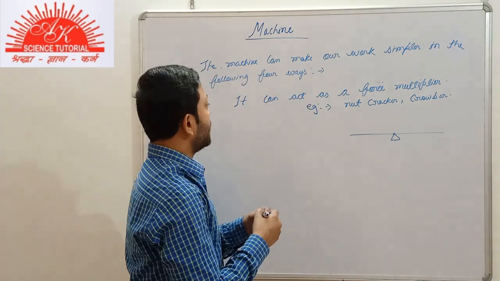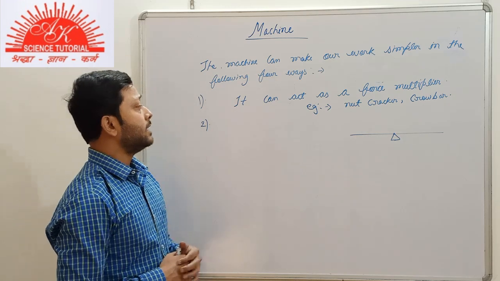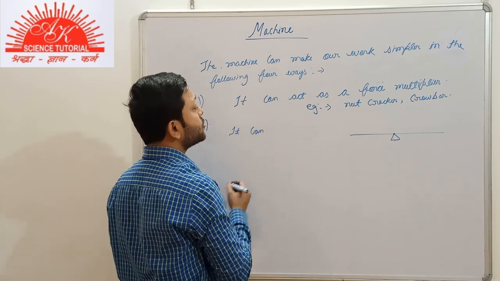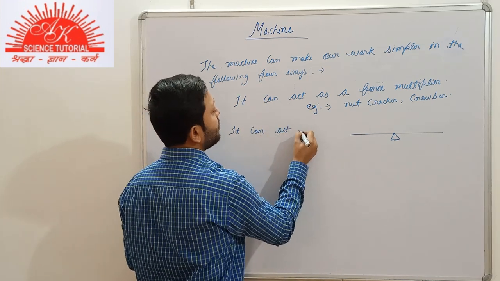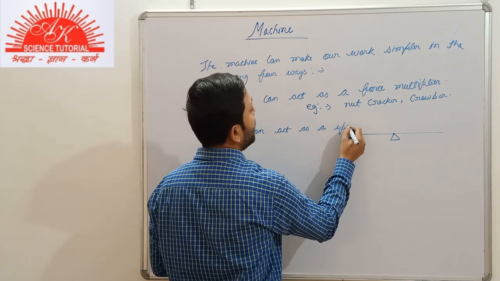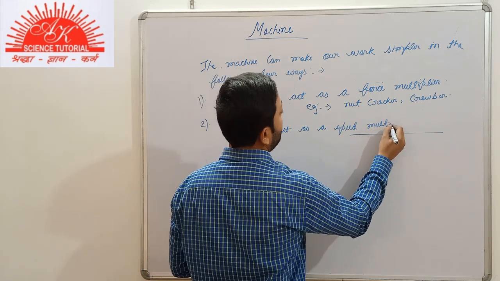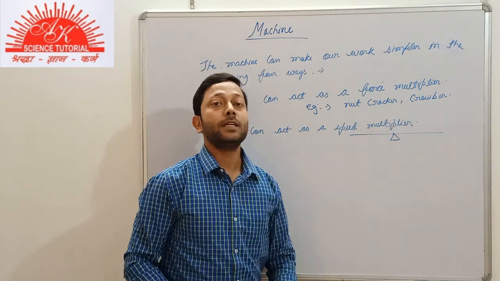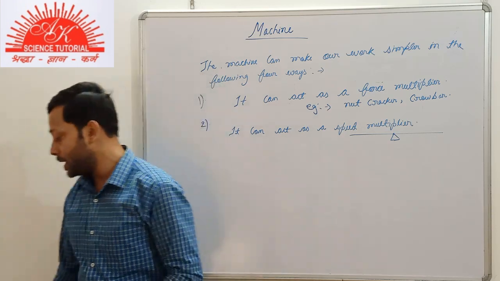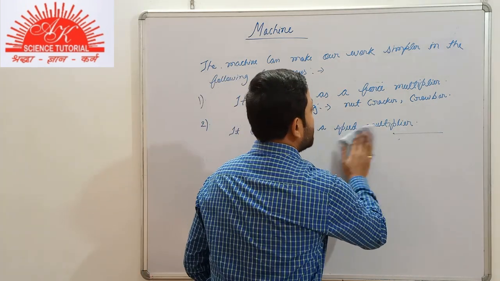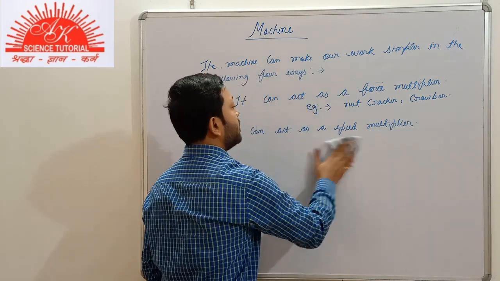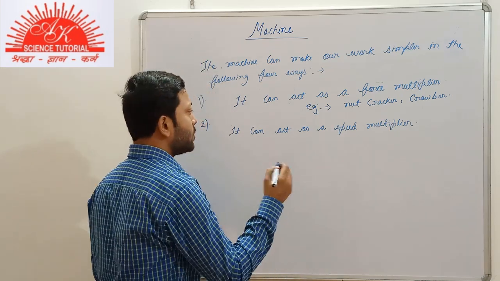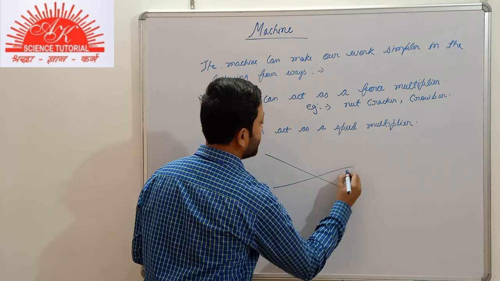So we move to the second case, that is the speed multiplier. The machine can also act as a speed multiplier. Again, multiplier means there must be an increase in speed, an enhancement, a gain in speed. Gain in speed of what? Suppose we have an example over here.